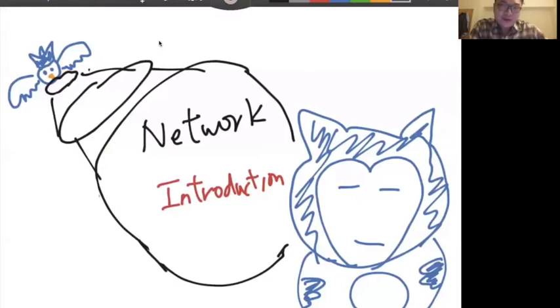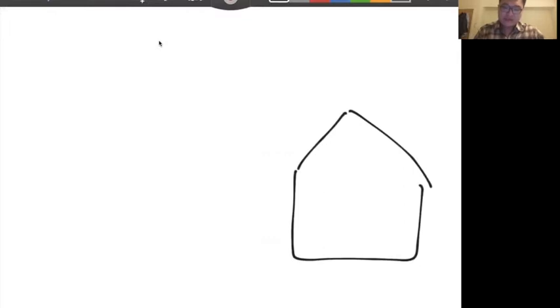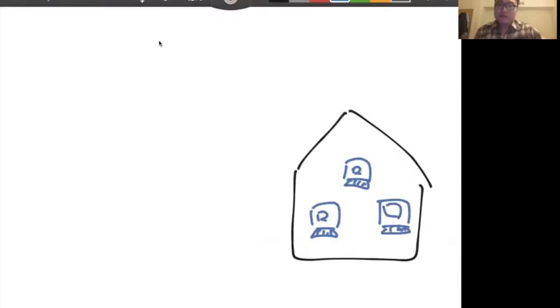So let's talk about what the network is. Actually, the network is just a lot of devices connected together. What are the devices? Imagine that you have a house. Inside this house, you have your own computer. Your mother has her own computer, and you probably have a sister or brother who has their own computer. So there are a couple of computers together. So how does it actually work? Why do we have this network?